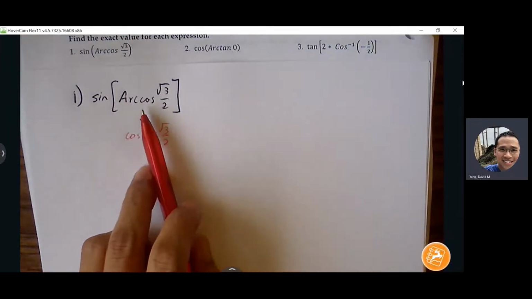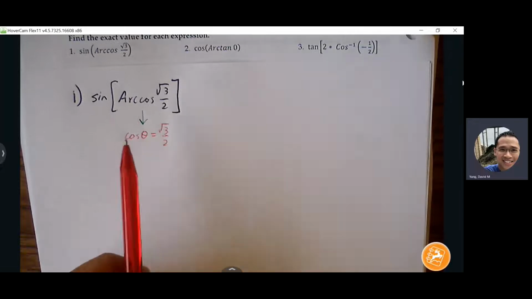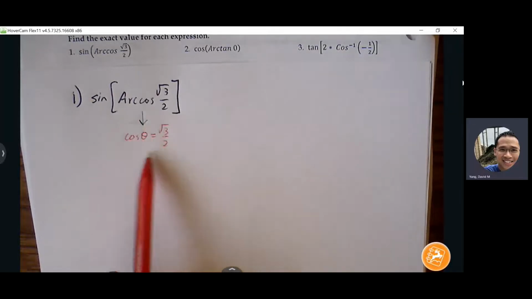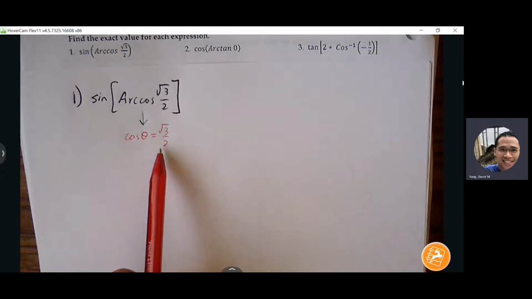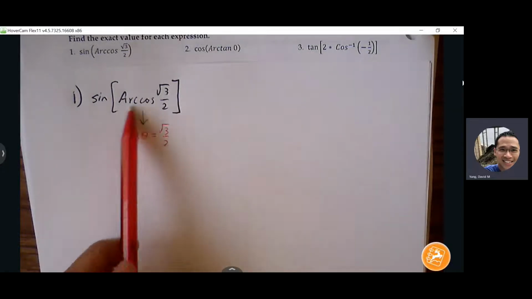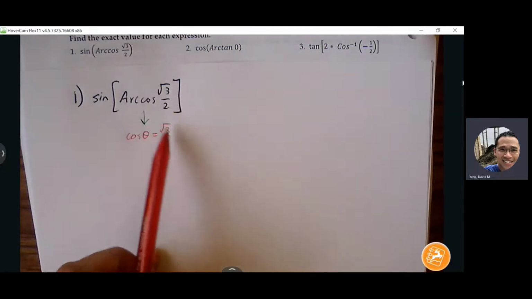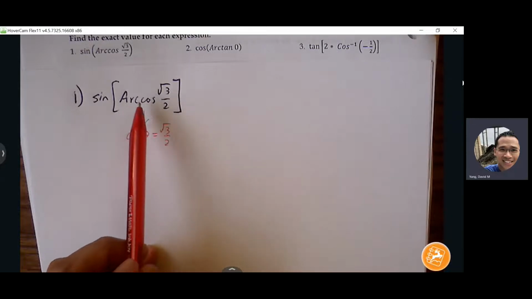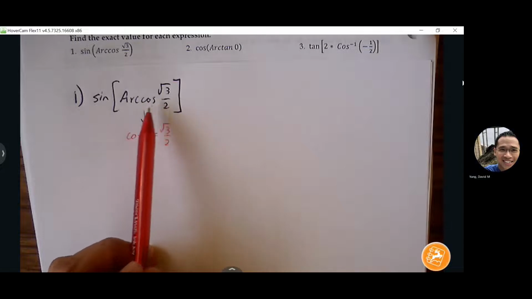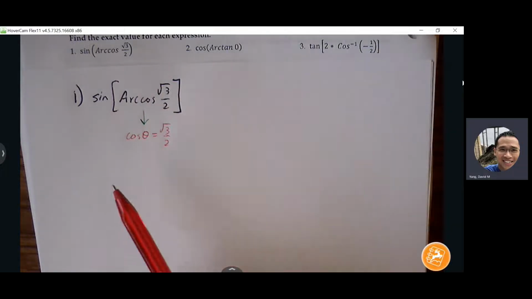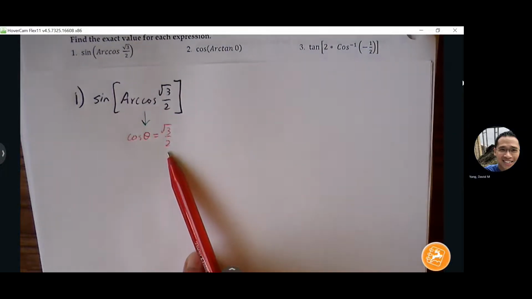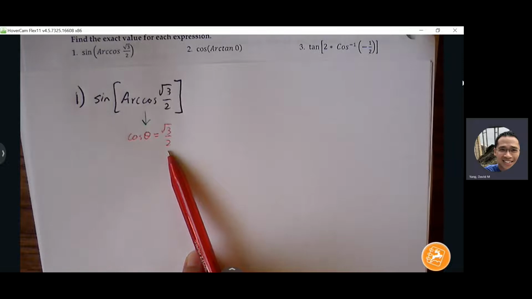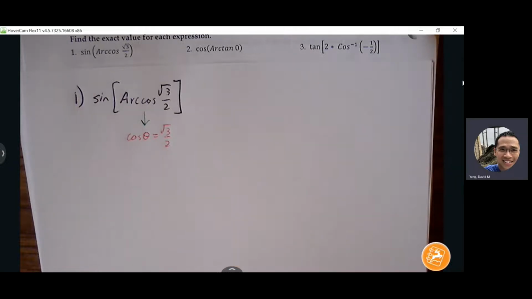Anytime I see arc cosine or inverse cosine, just think of it as, if you want to write it in a more straightforward way, cosine of theta is equal to root 3 over 2. Okay. Now, from this information, we're going to create a triangle in the correct quadrant. So cosine is positive. Which quadrant are we going to be in? All right, first, right? So cosine is first and second. Sine is fourth and first. Tangent is fourth and first.